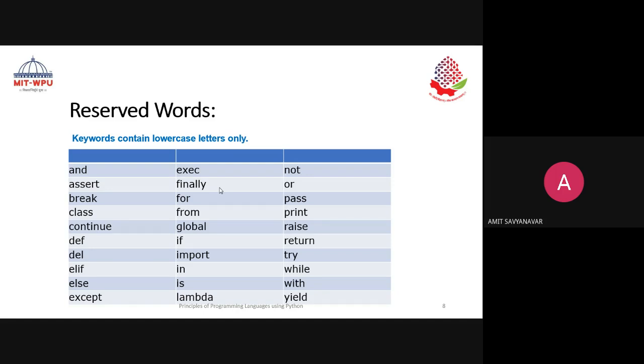Then there's a keyword which is called global. Can you tell me what exactly is the meaning of this global keyword? Is used to declare the global variable.